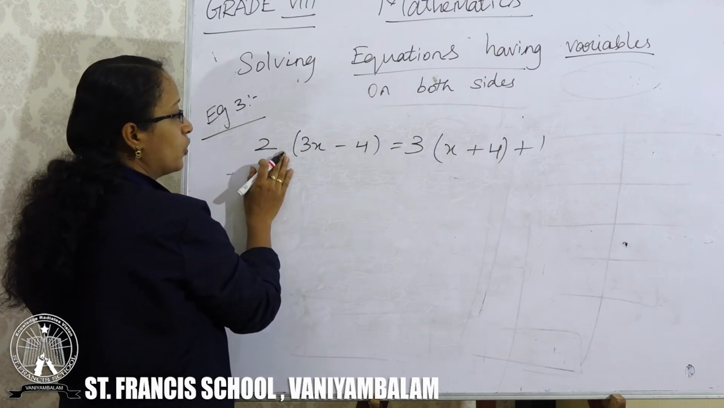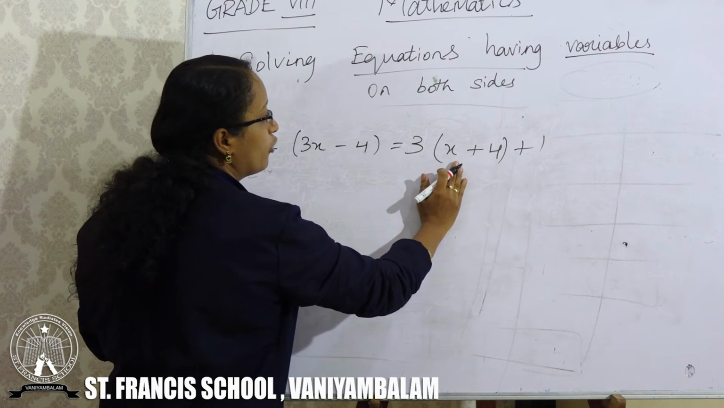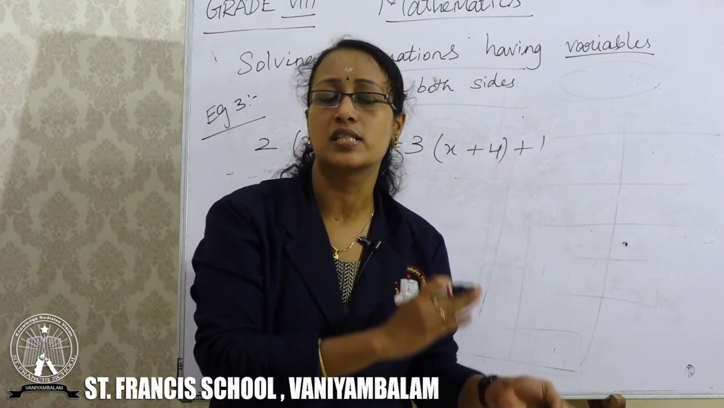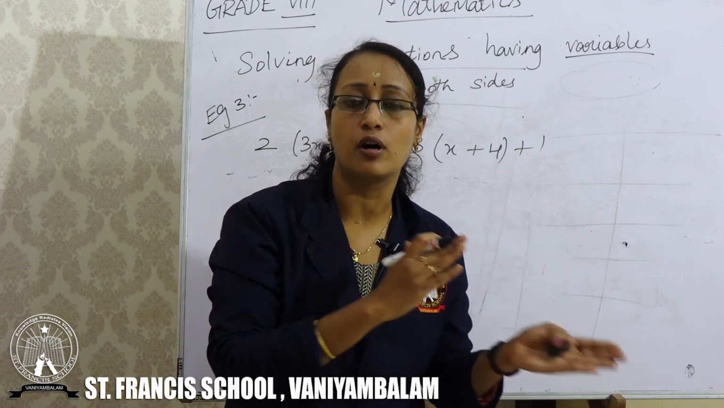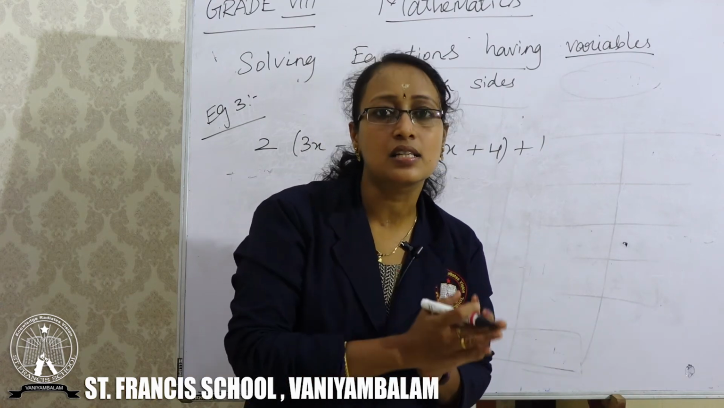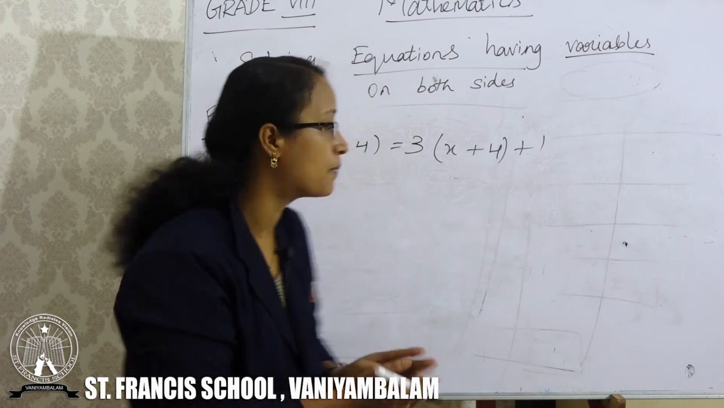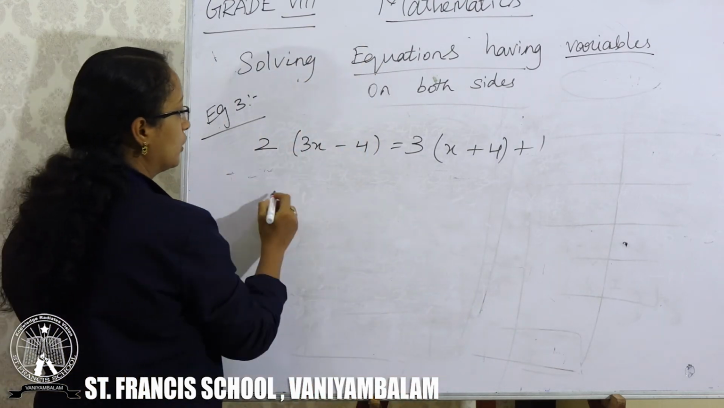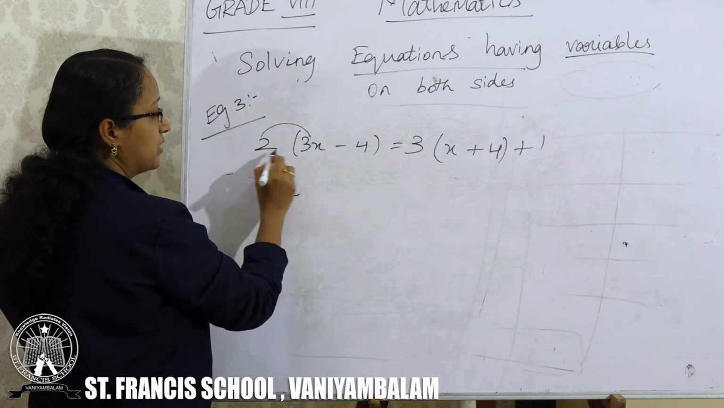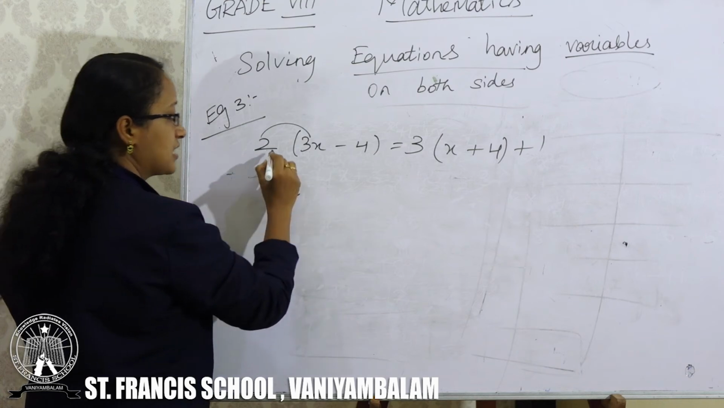First, this 2 is common for both 3x and 4. And here this 3 is common for x and 4. So what will you do? If you have a number outside the bracket and it is common for all the terms inside the bracket, just multiply that number inside the bracket. So 2 into 3x: first multiply 2 into 3, 6, and x, write it as it is.